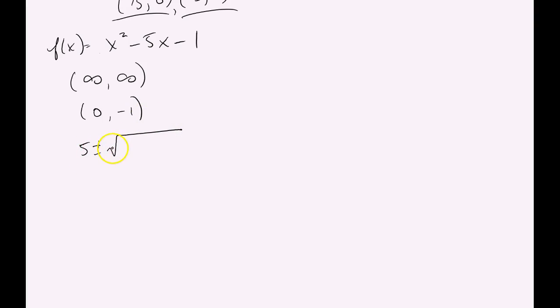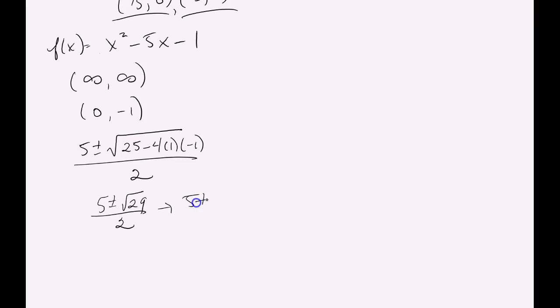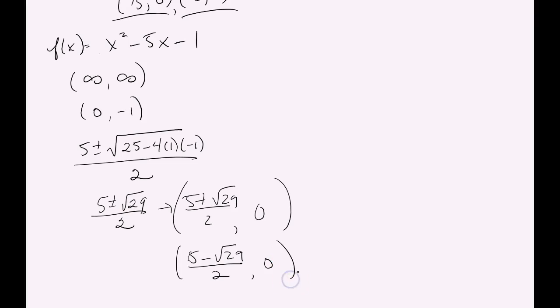So minus b plus or minus the square root of b squared minus 4 times a times c, all over 2a. This is going to end up being 5 plus or minus the square root of 29, over 2. That means it's (5 plus root 29 over 2, 0) and (5 minus root 29 over 2, 0). Now, you're going to have to totally approximate this. I don't think you're going to be given a calculator to figure out what that is.